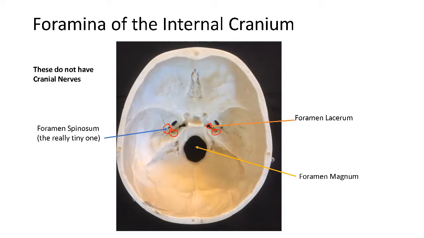You can't see the actual carotid canal from this side. It doesn't go straight through. The carotid canal actually goes into the temporal bone and does an S-shaped turn. But it's right next to the foramen lacerum. And of course, finally, we have the foramen magnum. Foramen magnum means the really big hole. This one is the one for the spinal cord.